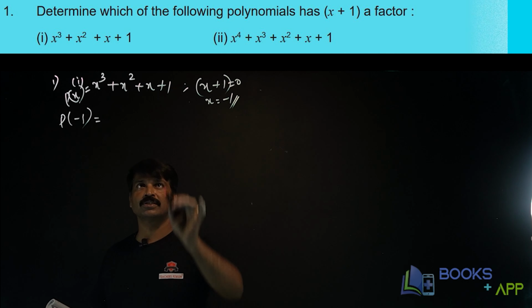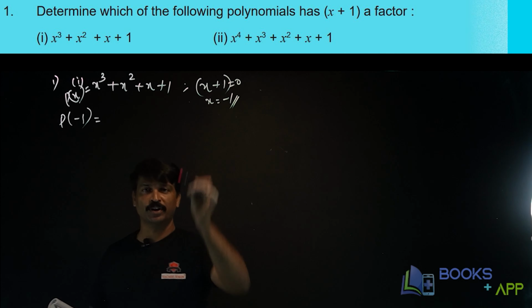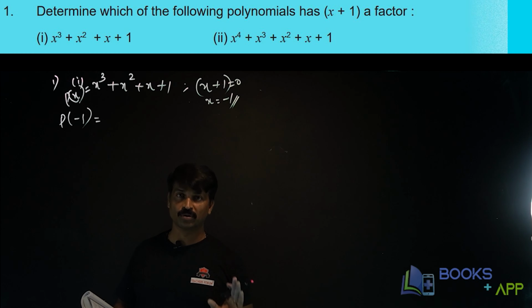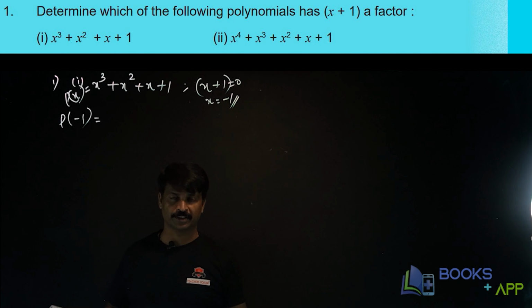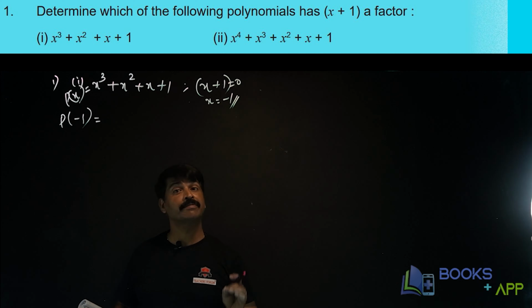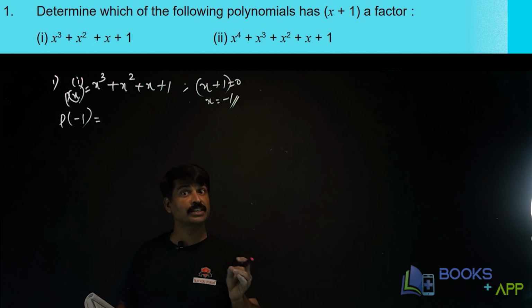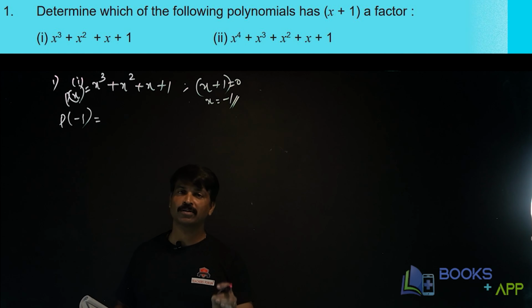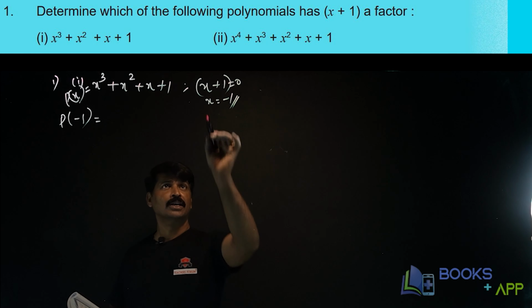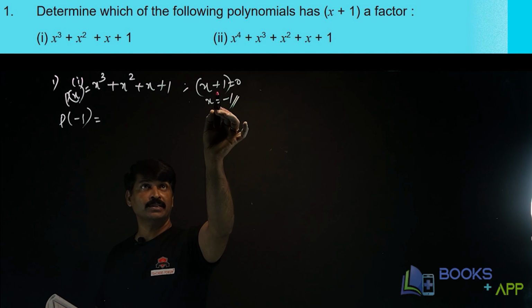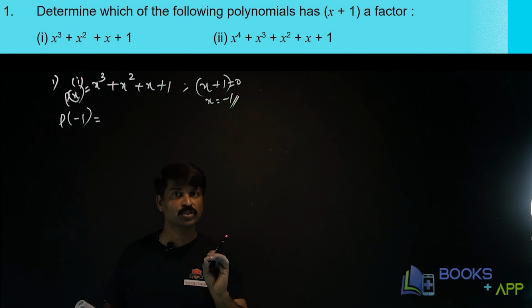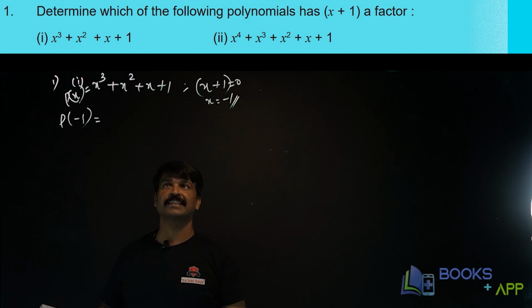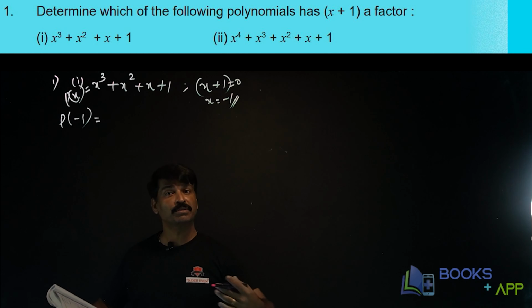Factor means if you divide this polynomial by this polynomial, if the remainder becomes 0, this will be a factor. 5 is a factor of 20 because when you divide 20 by 5, you get the remainder 0. So 5 is a factor of 20. Similarly, when you divide this polynomial by this polynomial, if the remainder becomes 0, this will be a factor of this polynomial.